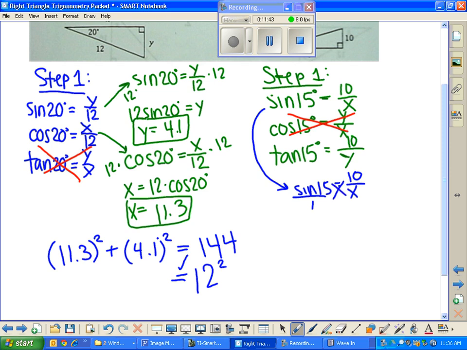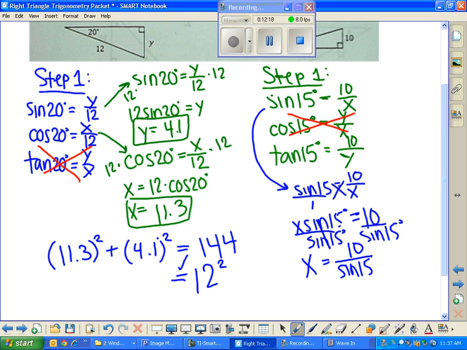I'm going to cross multiply. I have x times sine of 15 equals 10. Makes no difference if you multiply both sides by x. It's the same idea, same math. Dividing both sides by sine of 15 to isolate that x. And now we have x equals 10 over sine of 15.